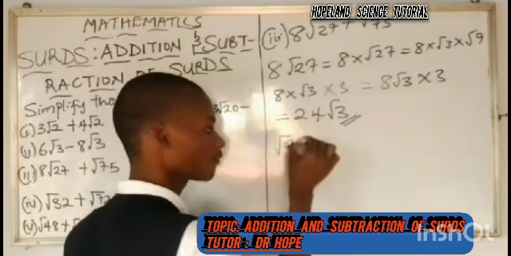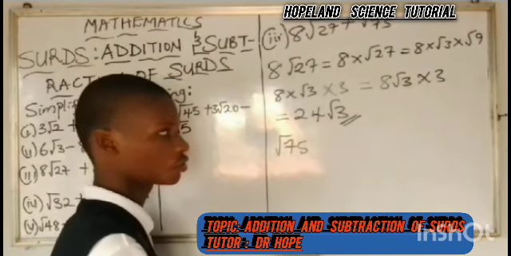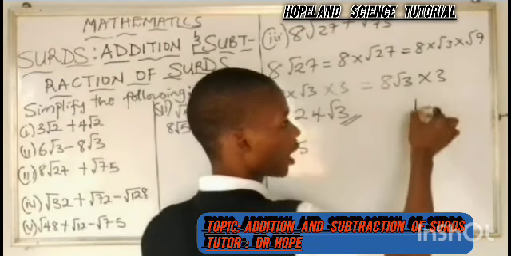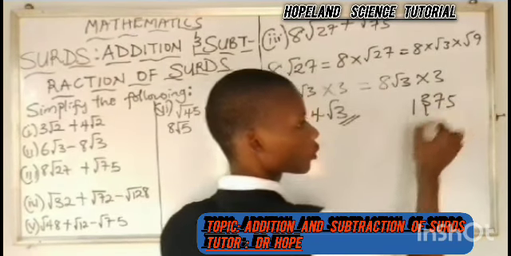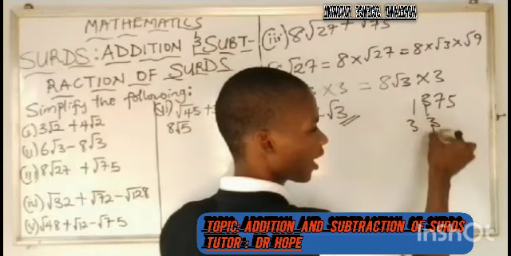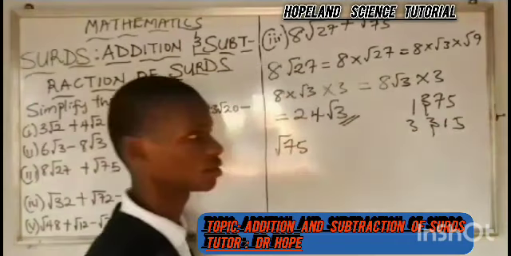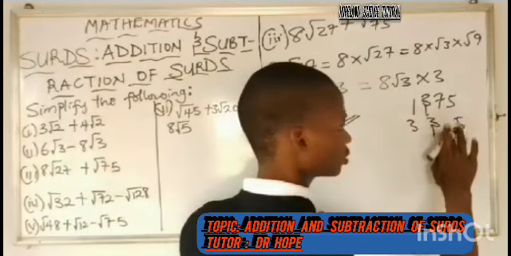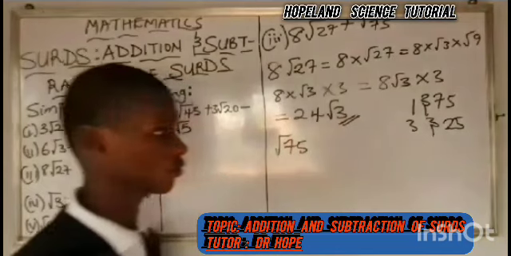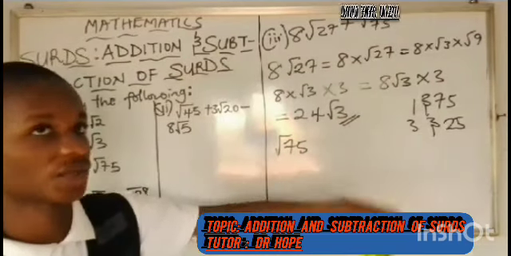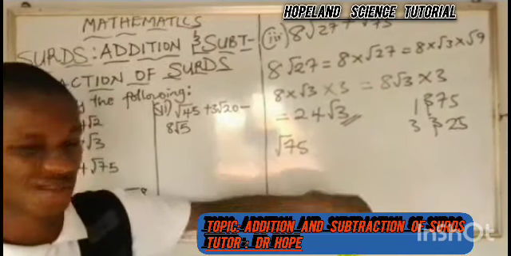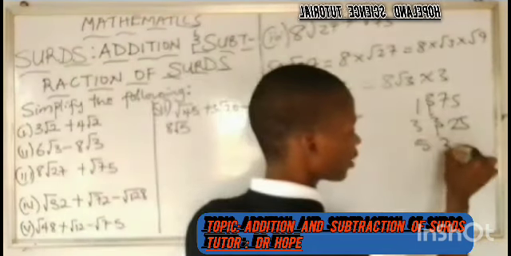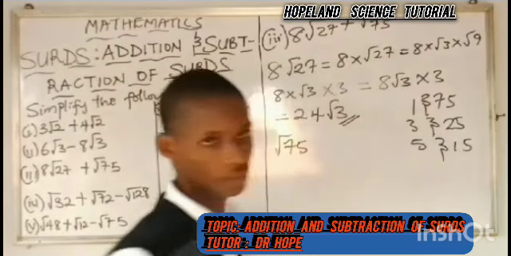Now root 75, are you together, is not a basic form. So let's make it a basic form. What are the factors of 75? We have 1 and 75. We have 3 and 15. Isn't it? Is it 3 and 15? No, sorry, 3 and 25, because 3 times 5 is 15, then 3 times 2 is 6, right? So 3 and 25. Then we have 5 and 15 all together.